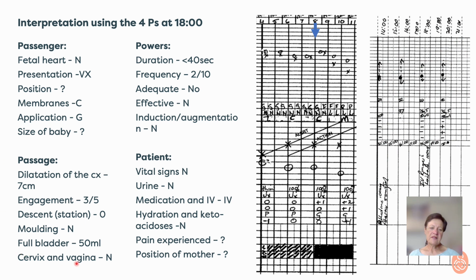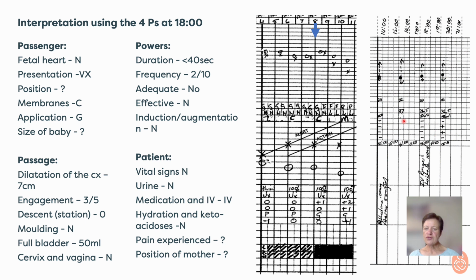But when we look at the passage, we see now that there's absolutely no progress regarding the cervical dilatation nor the engagement, the level of the fetal head. The head is still 3/5 above the pelvic brim, and the station is 0. There's no molding, but we see now here, I think, emptying this bladder is now becoming a priority, because the patient passed 100 milliliters urine there at 2 o'clock.